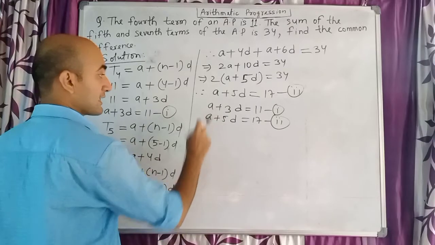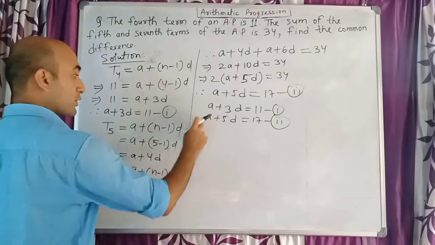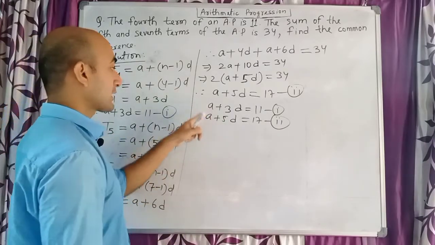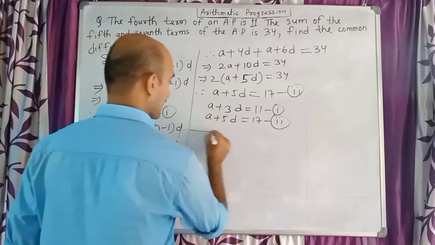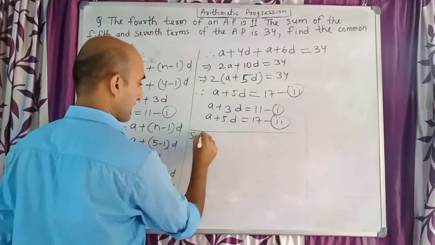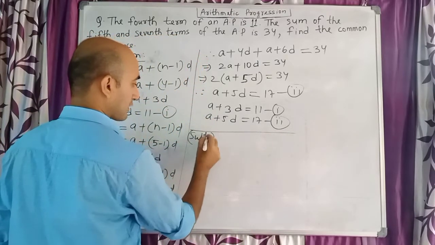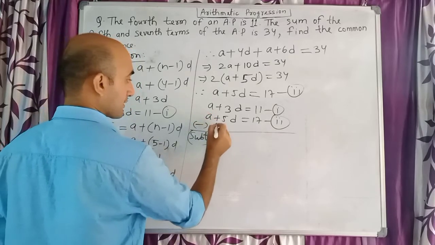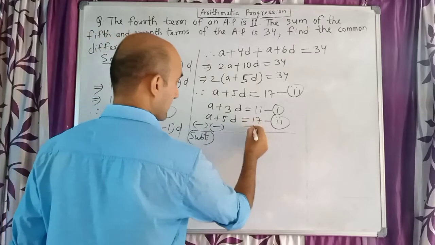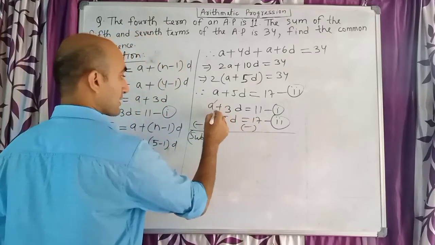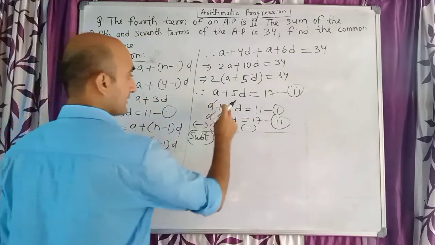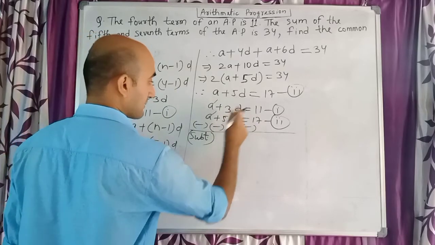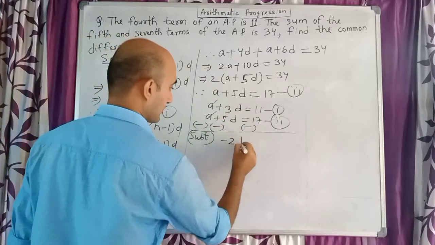After writing, you can see A can be cancelled, both are equal, but the only problem is both are plus. So to get minus, we will do subtracting. I wrote in shortcut. When you write subtracting, that means the plus becomes minus, plus becomes minus, plus becomes minus. Then this plus A minus A got cancelled. 3d minus 5d. 3d minus 5d is minus 2d.